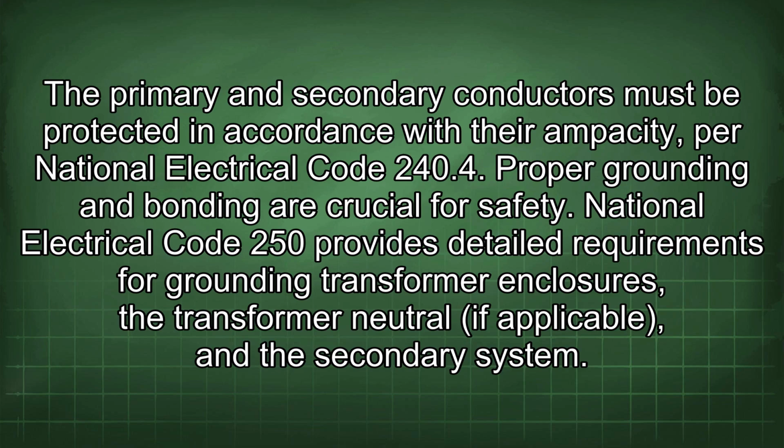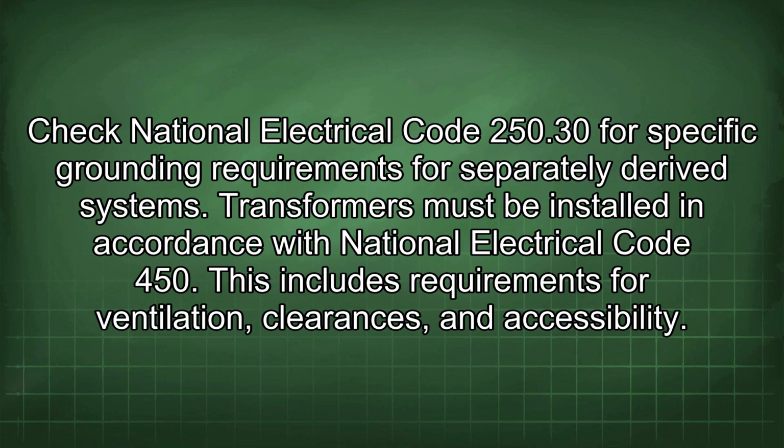Proper grounding and bonding are crucial for safety. National Electrical Code 250 provides detailed requirements for grounding transformer enclosures, the transformer neutral if applicable, and the secondary system. Check National Electrical Code 250.30 for specific grounding requirements for separately derived systems.